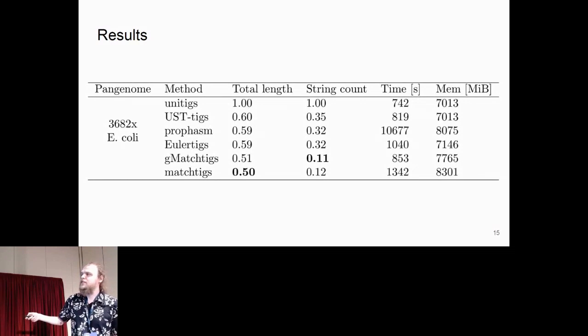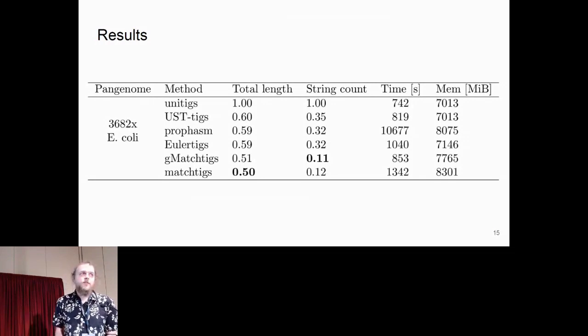So then these last two tigs are called Matchtigs and G-Matchtigs, where G stands for greedy. So it is our linear time approximation. So we show that by repeating k-mers in your SPSS, you can reduce the total length of the unitigs by about 10%. So there are significant gains to be had there, at least in this data set.